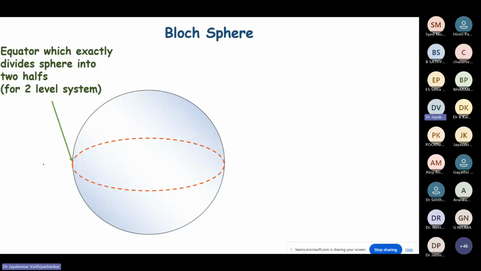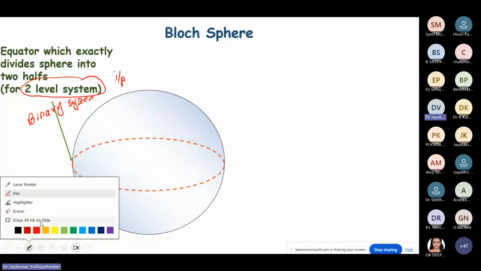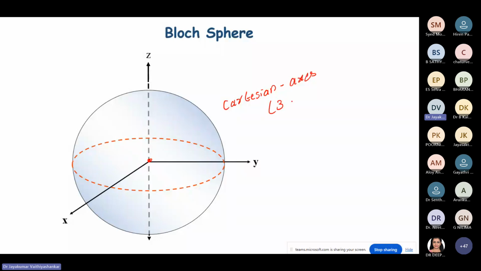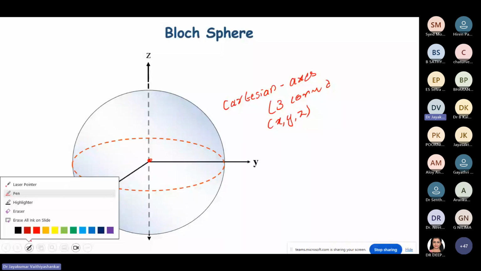Why we are dividing into two halves? Because we need to represent binary system, or you can say two level system. So our input data is binary data, which represents two level system. So that is why we call it qubit. In this Bloch sphere, we are taking the origin point. From the origin, we are creating Cartesian axis, three coordinates based upon 3 points, x, y, z. So this is what we are doing in this sphere.